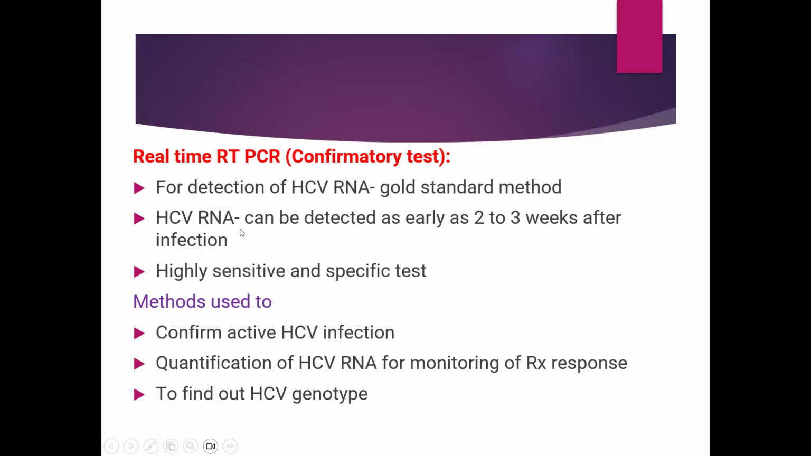Why is this method used? What are the advantages of RT-PCR? It is mainly used to confirm active hepatitis C virus infection, and by this test we can quantify the hepatitis C viral RNA. This is helpful for monitoring the treatment response, and we can even find out the HCV genotypes. As we discussed in the previous slides, there are 6 genotypes, so we can detect the specific genotype.